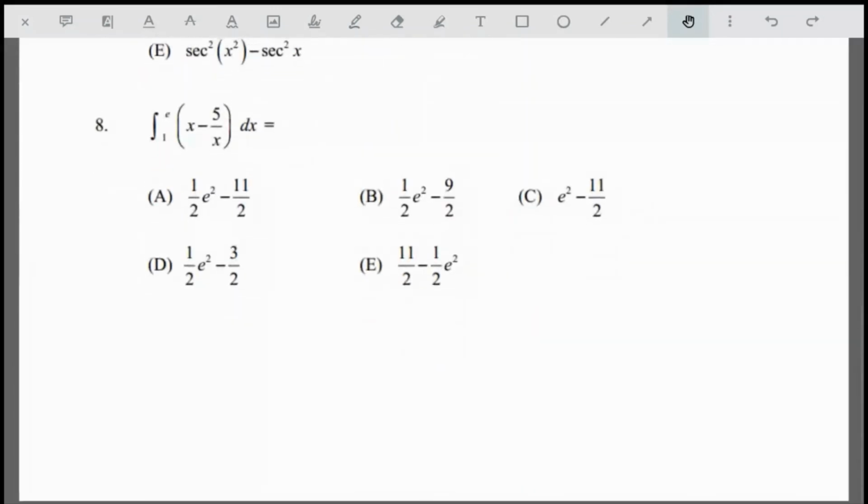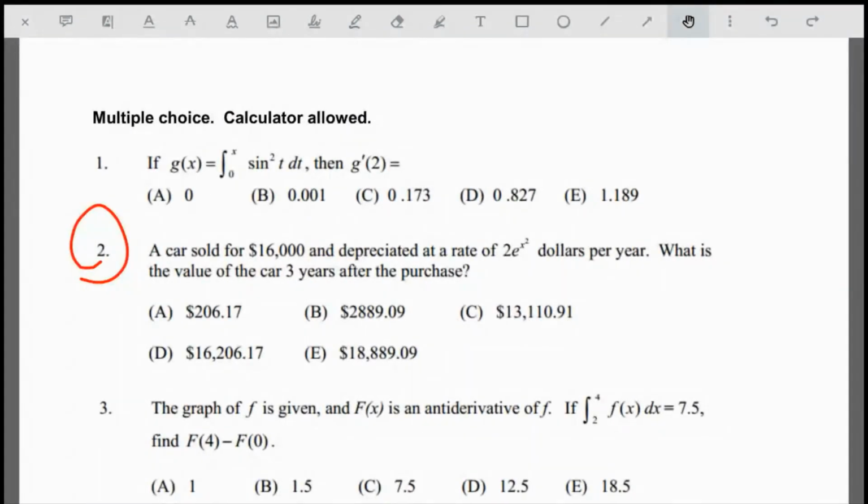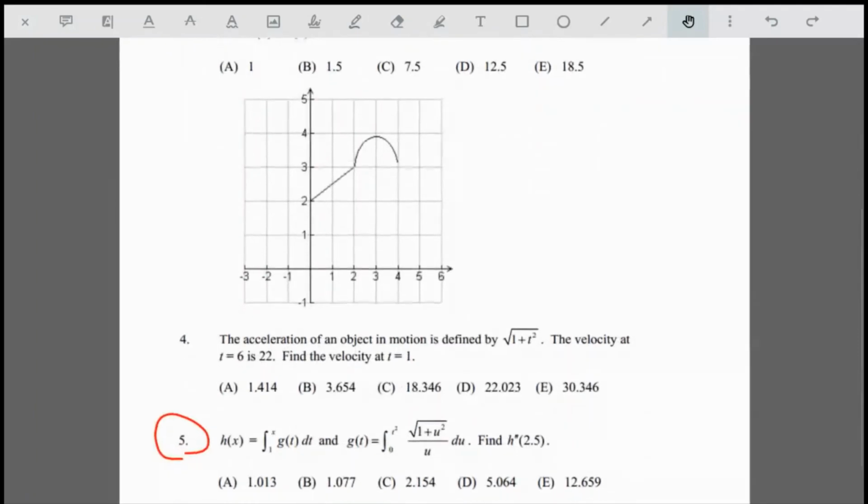But then when you look at things like the second part where we're on the calculator part, well, take a look at number 2. A car sold for $16,000 and depreciated at a rate of 2e to the x squared dollars per year. What is the value of the car 3 years after purchase? Well, that's not obviously a fundamental theorem of calculus question. We're more in an application problem where we have to understand the relationships between a rate function and how that's going to relate to the information that we're given there. So make sure you try some of these because, like I said, they're formatted in a little bit different way.